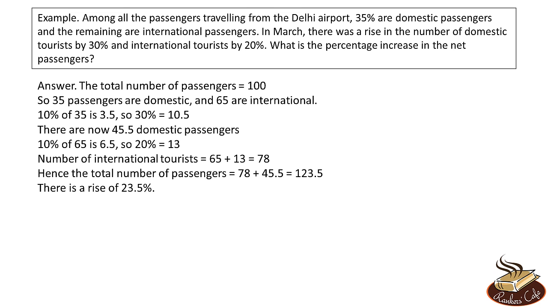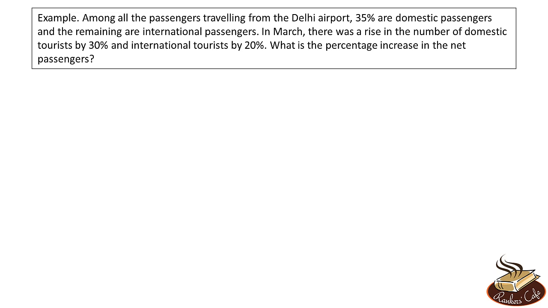And what about the alligation process? Well, we just need to identify N1, N2, A1, A2 and AW. 35% of passengers are domestic, which means that 35% is being used to denote a quantity. So N1 is 35, N2 is obviously the remaining, that is 65. As there is a rise of 30%, so 30 is representing a quality. So A1 is 30, similarly A2 is 20, we need to find AW.